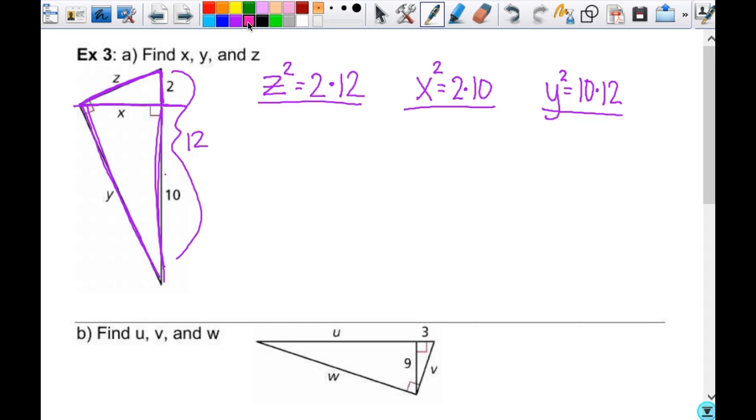Okay, but I set them all up first. Now I'm going to come back and start working on this one. So that means I get z squared equals what? 24. Which means z equals the square root of 24, and I don't have to worry about the plus or minus here because it's a side length, so a negative doesn't make sense. Only the positive one I want in the end, right? So what's the square root of 24?